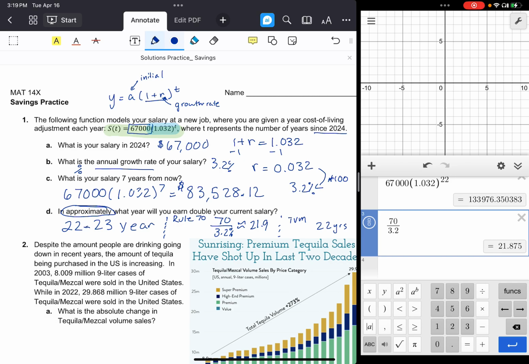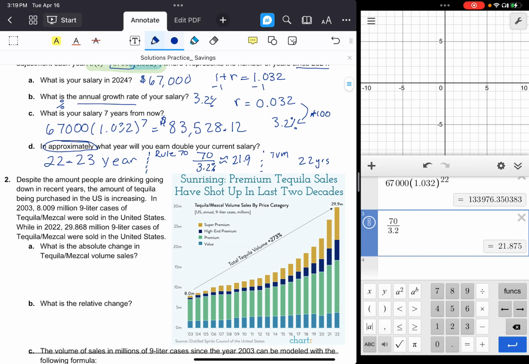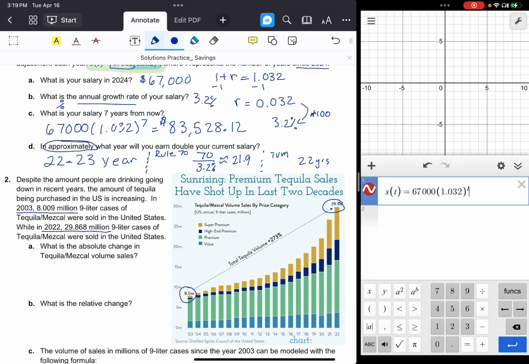All right, our next exponential problem is using a graph, and then we're going to be doing some stuff with the graph. So we have this graph here, and it shows tequila mezcal sales by liter cases in millions, and the amount it's increased in the US. So we have in 2003, it was around, actually, given the exact value right over here, 8.009 million. And then in 2022, we were already up to 29.868 million.